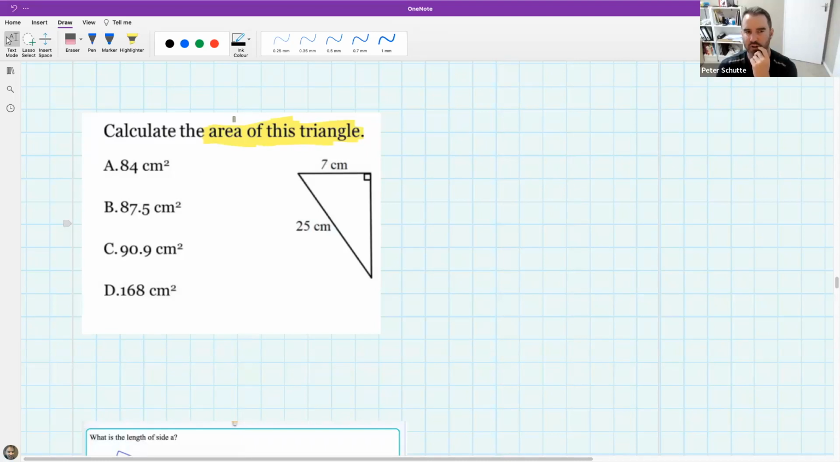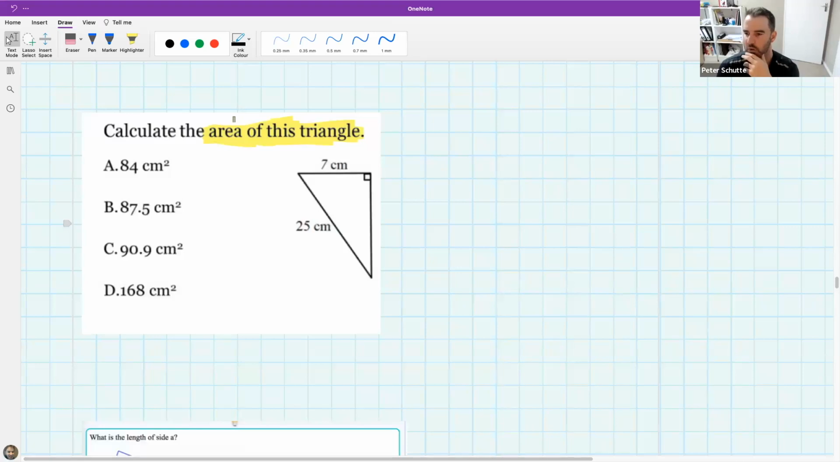And then after I know how to find the area, what in this question are they giving me? They're giving me 4 options for the area. Which one do you think it is? So I've got 2 sides, but I haven't said anything about the area of a triangle so far.